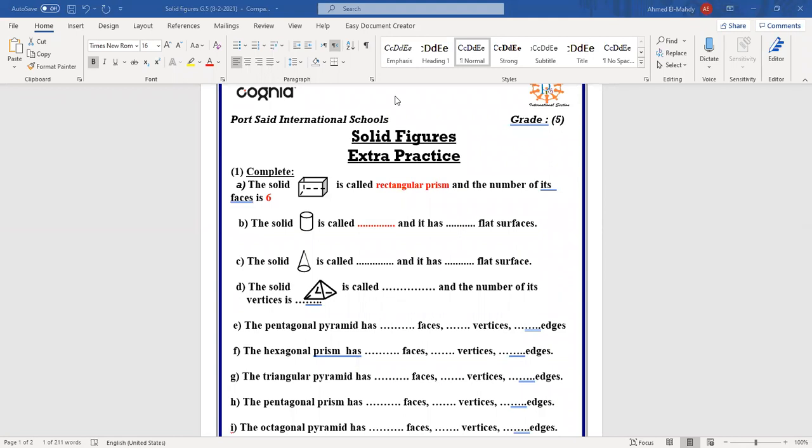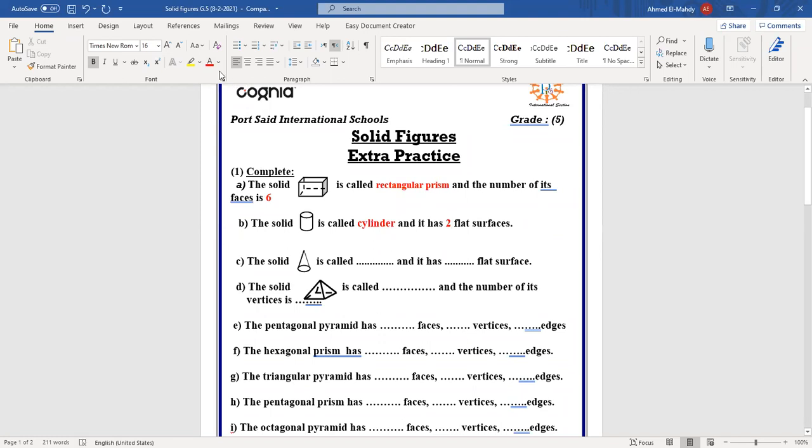Okay. Yousef. Cylinder. How many flat surfaces in it? How many bases? 2. Cylinder. Yes, it has two bases. It has two bases that are circles.